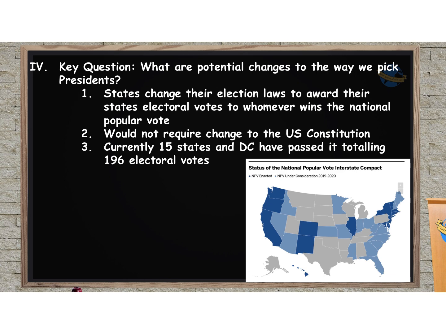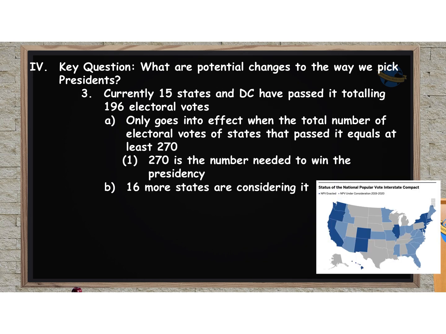Currently, 15 states and D.C. have all passed this bill, which totals 196 electoral votes. So not enough to actually change the outcome of the election or decide the winner. The laws passed in these states say it will only go into effect when the electoral votes from all of the states that have passed this bill equals 270. That is because 270 is the number of electoral votes you need to win the presidency.